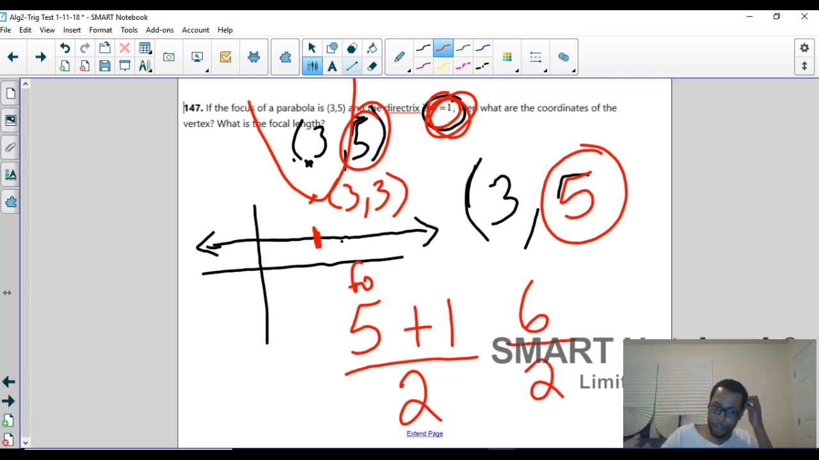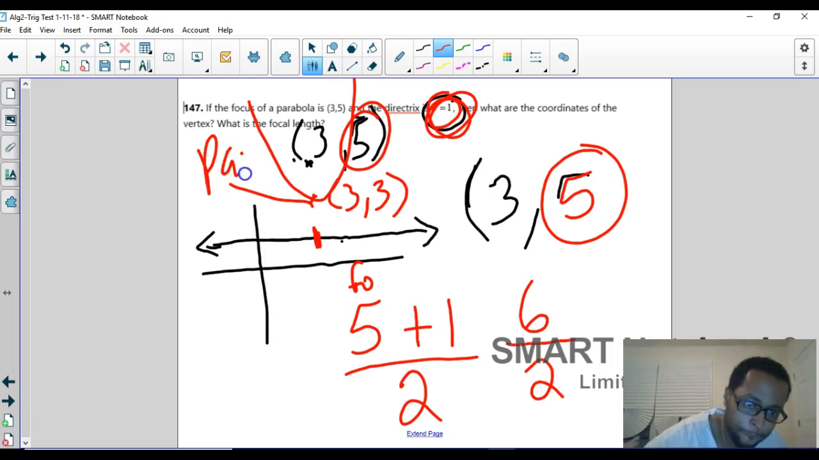Again, focus, directrix, vertex. What's in the middle is the parabola. So just make sure you remember the parabola is in the middle of the 2. If you have to work backwards, that's how you answer that question.